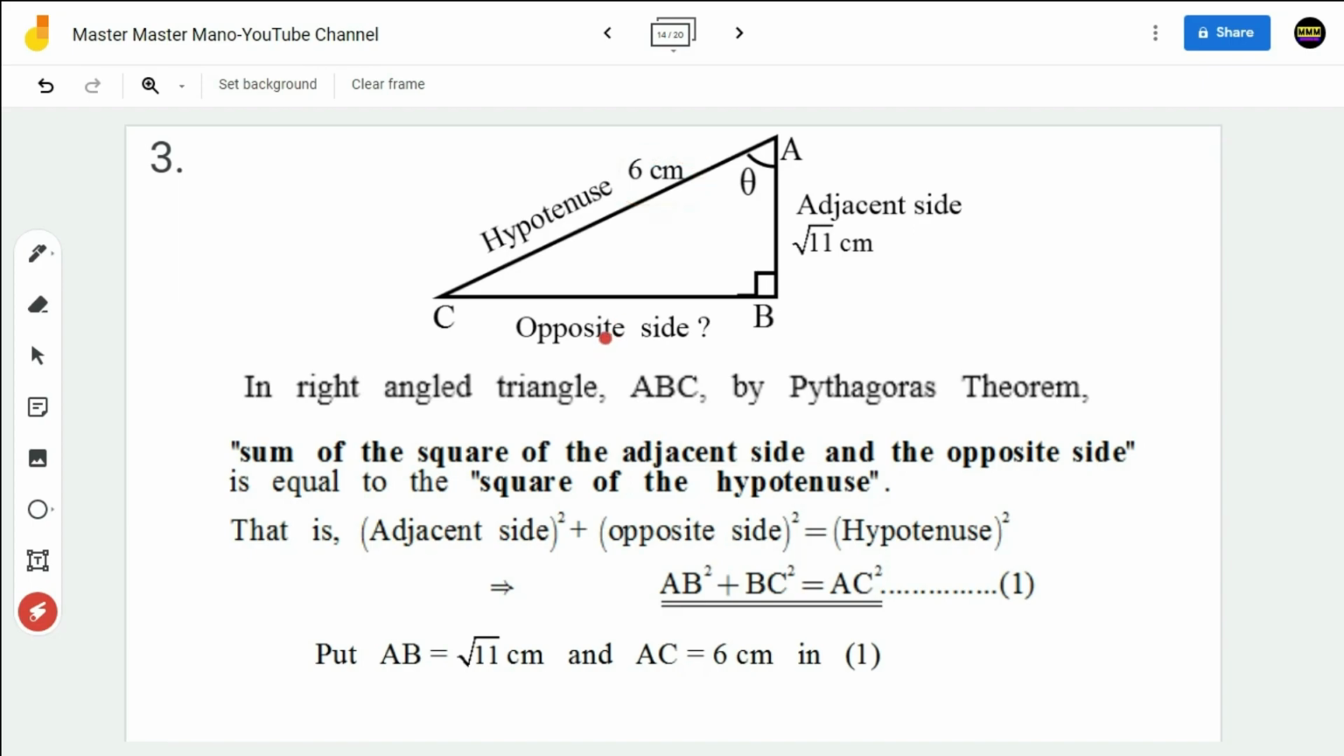After naming the opposite side and the hypotenuse, the third side is the adjacent side, that is, the side AB is the adjacent side and its length is given as root 11 centimeter. We are going to find the length of the unknown side, that is the length of the opposite side BC, by using Pythagoras theorem. Pythagoras theorem states that the sum of the square of the adjacent side and the opposite side is equal to the square of the hypotenuse.